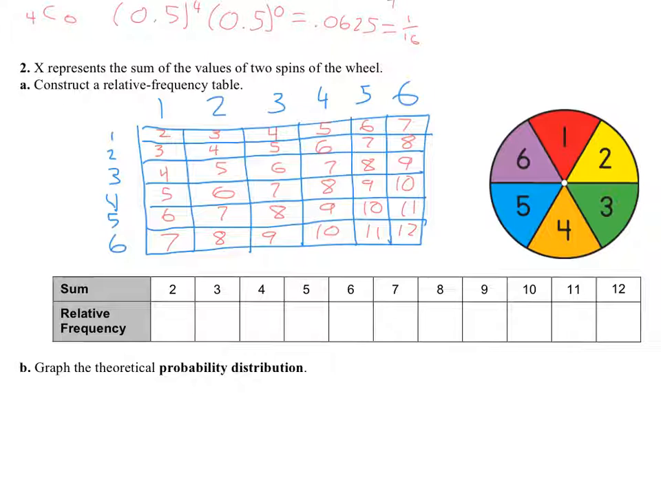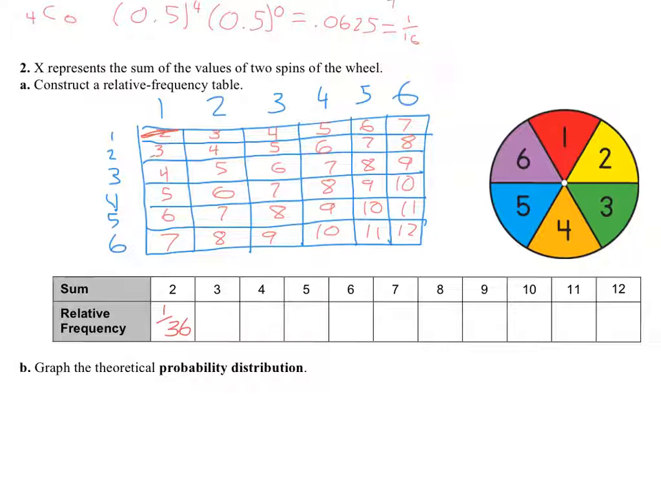Okay, inside the box you will notice that there are 36 outcomes possible. And that's because 6 possibilities for the first spin times 6 possibilities for the second spin makes 36 total possibilities. Out of those 36 possibilities, only one of them is 2. So I'm going to cross that one out. There's only one way to get a total of 2. You have to get a 1 on the first spin and a 1 on the second spin.